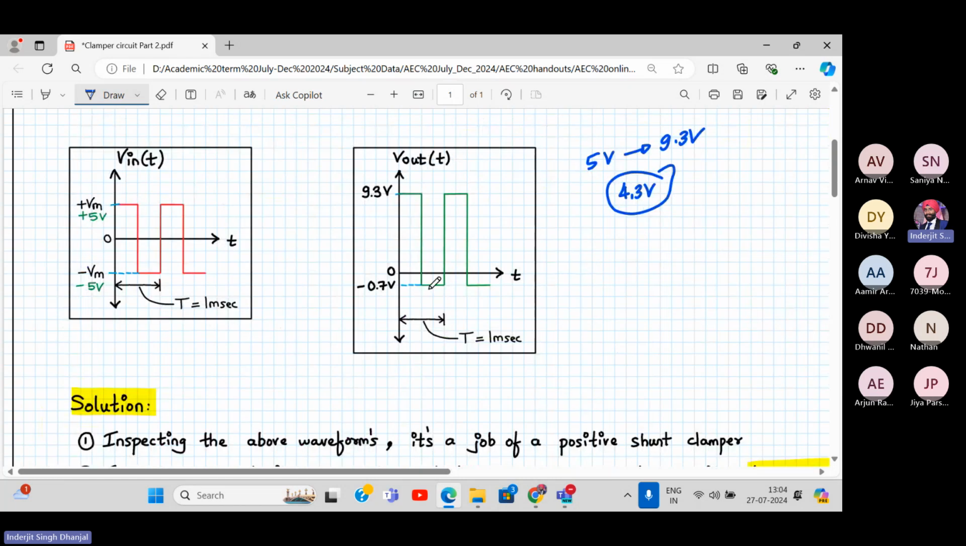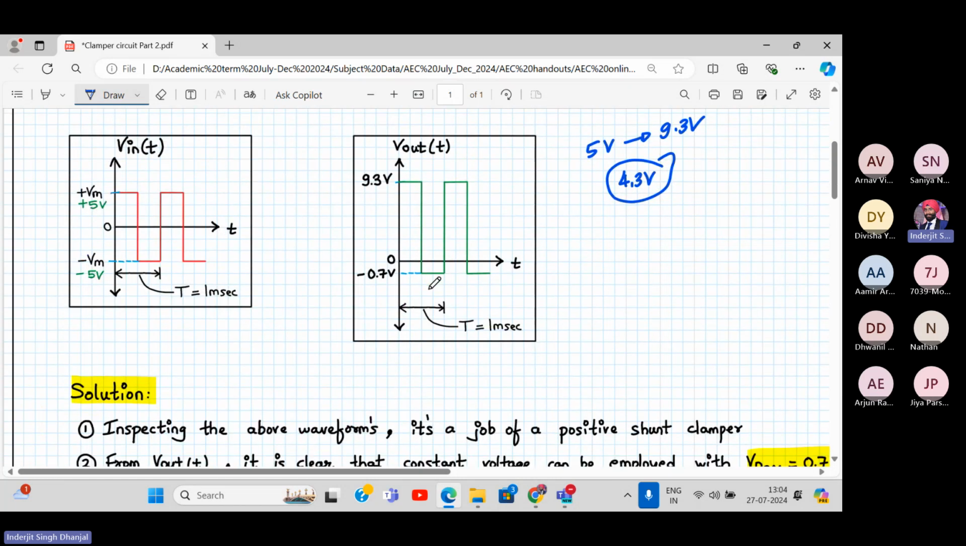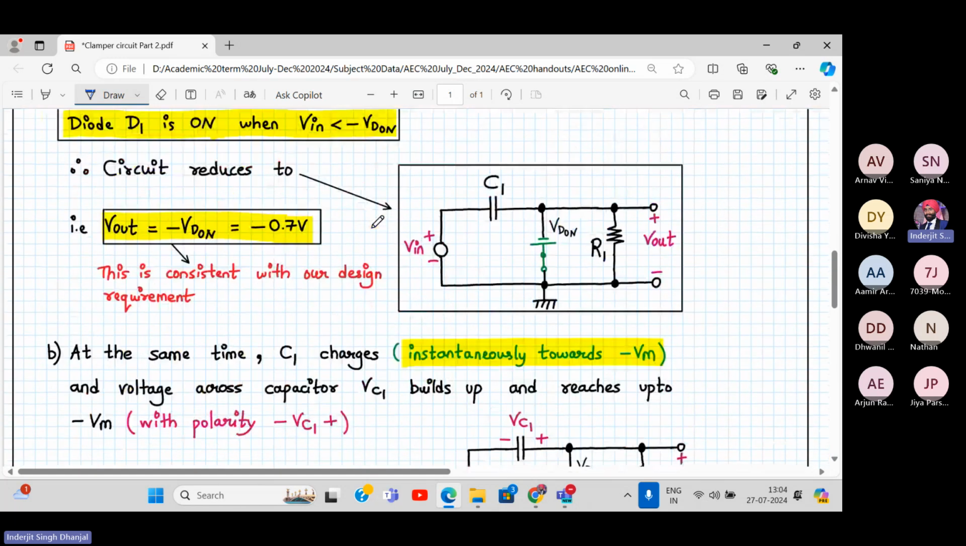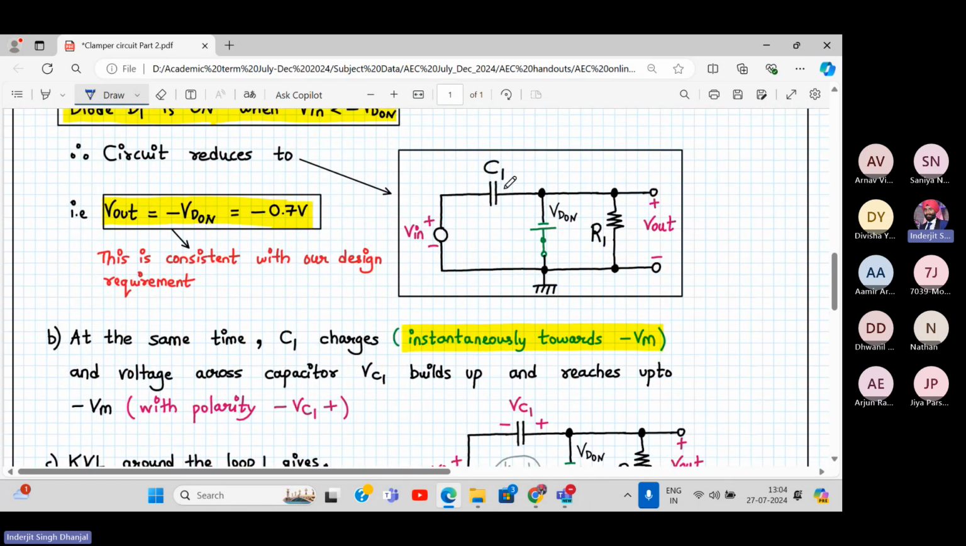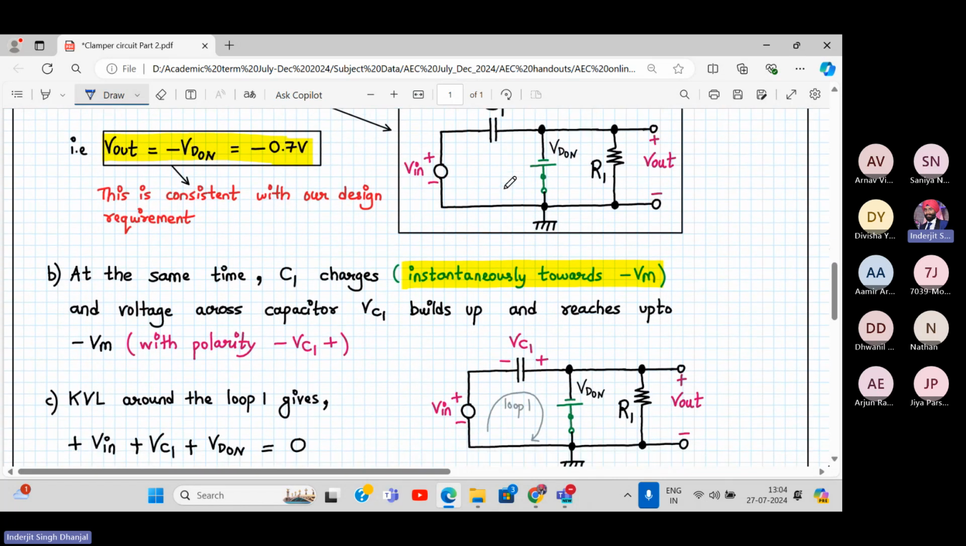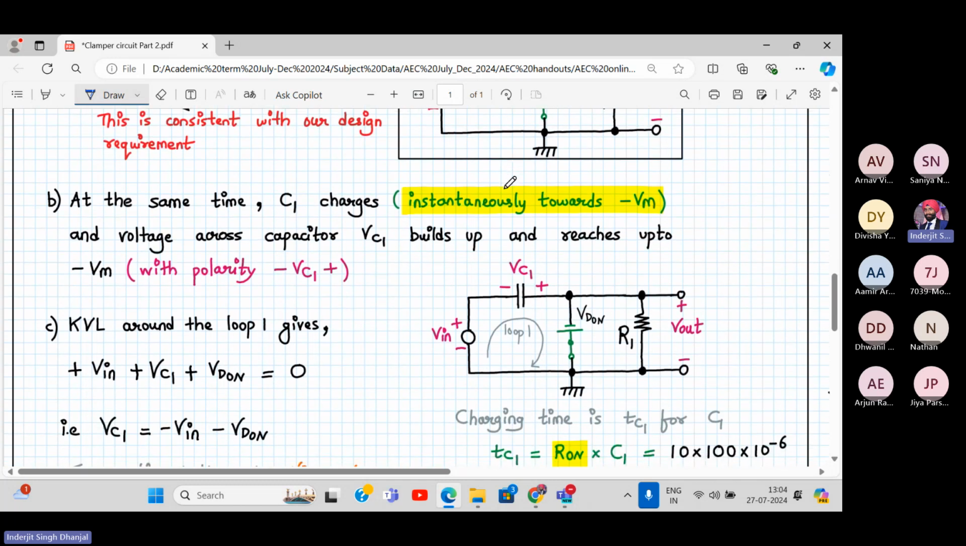So that is the negative half cycle, the picture is clear. Now let's go to the positive half cycle and see how this becomes 9.3. At the same time, because the output is holding minus 0.7, the capacitor charges towards minus Vm, reverse. So the capacitor instantaneously charges towards minus Vm, and the voltage across the capacitor Vc1 builds up and reaches up to minus Vm.